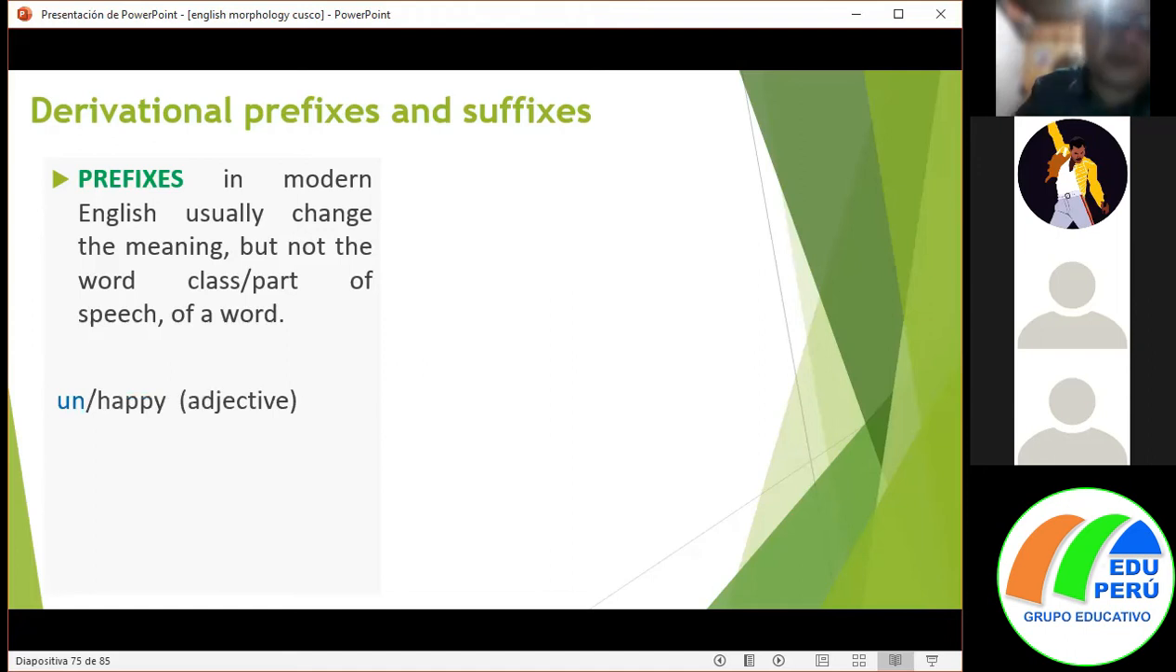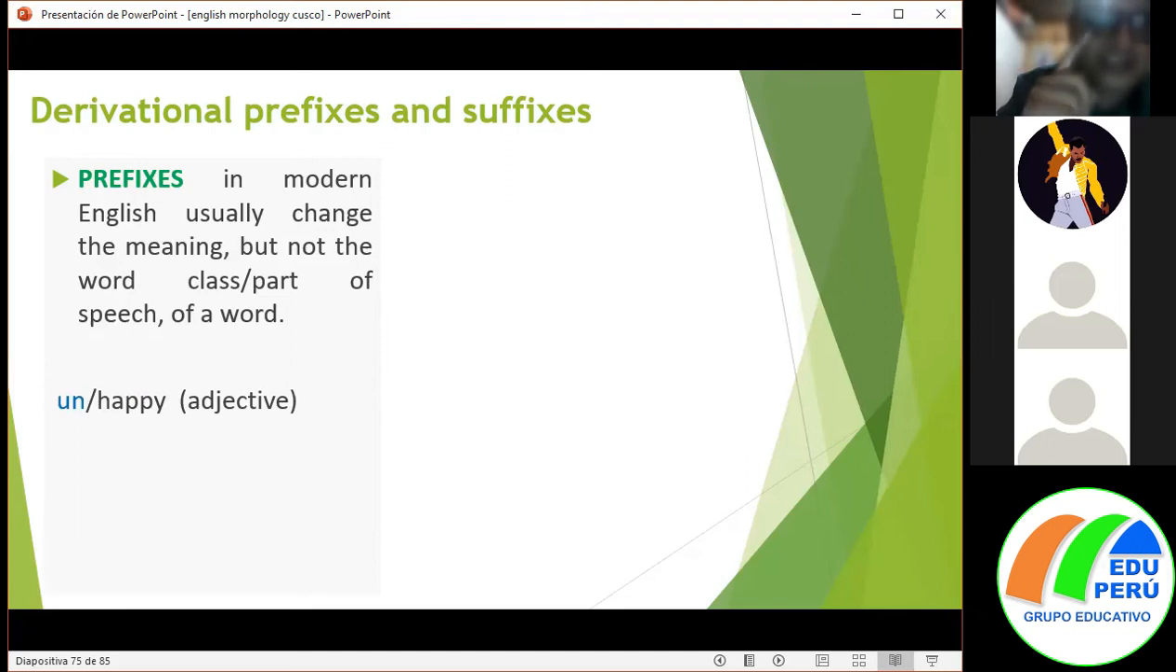For example, this is what I told you before, no? I wrote this example before. Happy, adjective. You add the prefix un, and it's an adjective too. You don't change the type of word. Adjective, happy, and unhappy, adjective too. But what are you changing? You are changing the meaning.